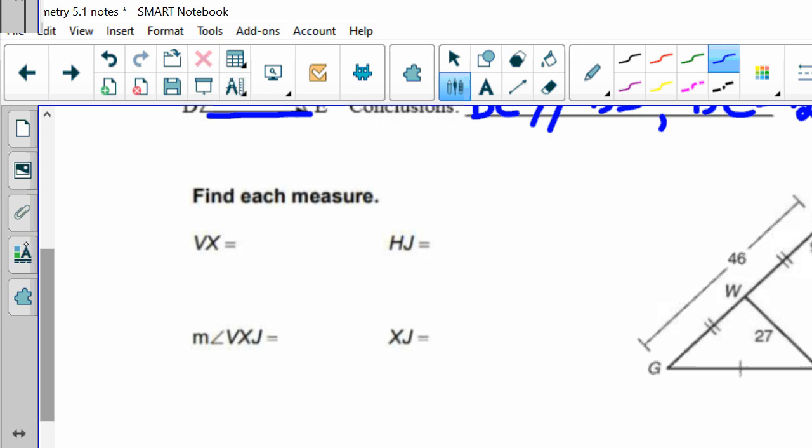Okay? So over here, they tell me that all the way across G to H is 46, but W is the midpoint. So if I cut 46 in half, I see that this is going to be 23 and this is going to be 23. We see that V is the midpoint of GJ and X is the midpoint of HJ. So it asks me, what is the measure of V to X? So VX right here.